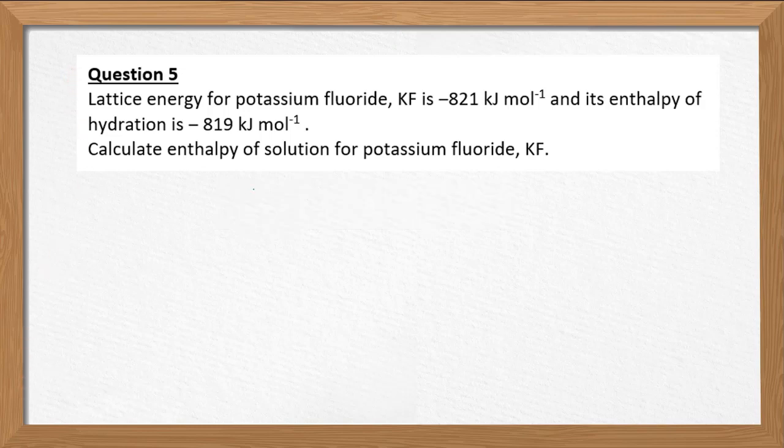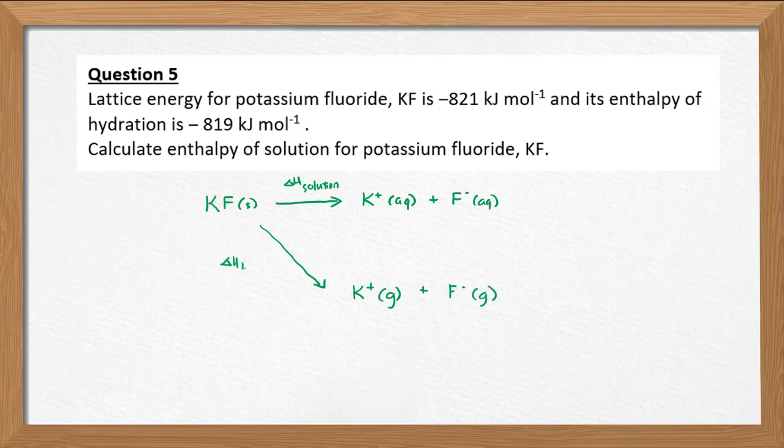Okay, so we start off with the solid ionic compound, KF, solid. When you want to dissolve to form a solution, we break down into K+ aqueous plus F- aqueous. So this is our enthalpy of solution. For this dissolution process involving two stages, first you need to break down into its respective ions, which is K+ in gas and F- in gas. So this is the enthalpy of lattice, or lattice energy. And then going upwards is your enthalpy of hydration.